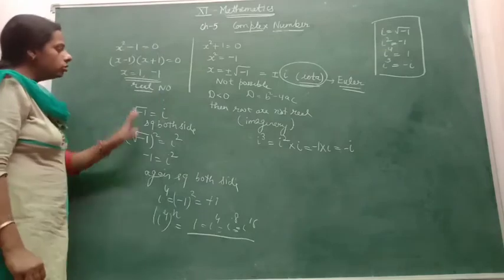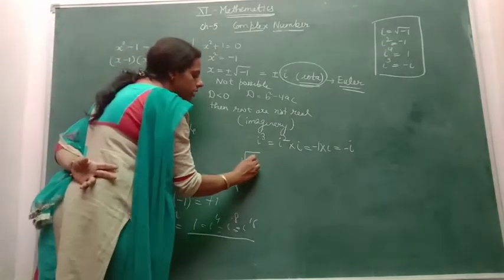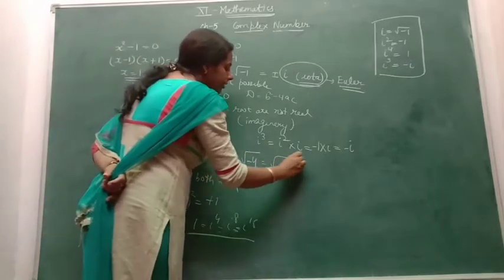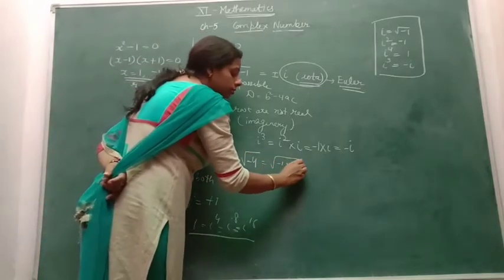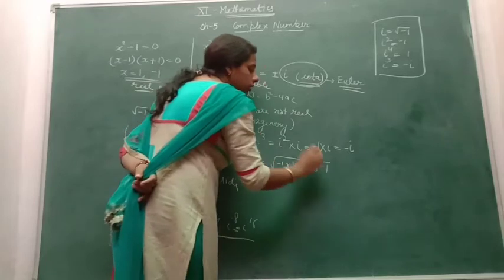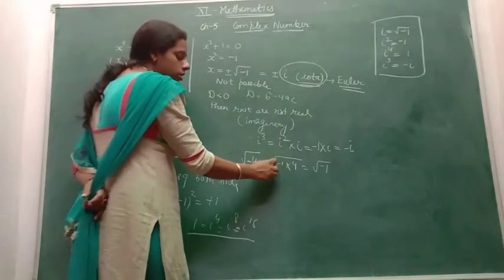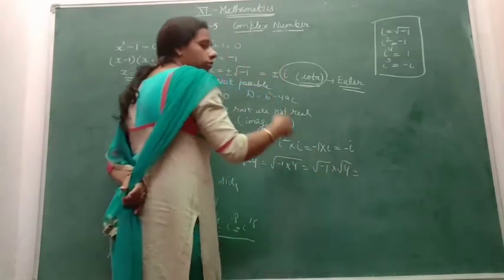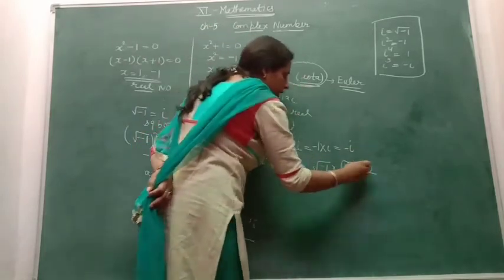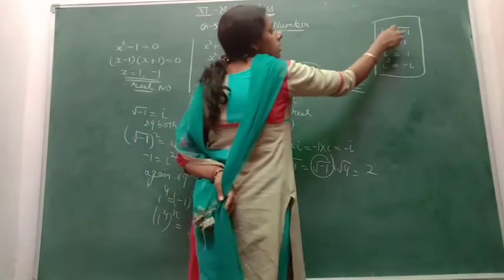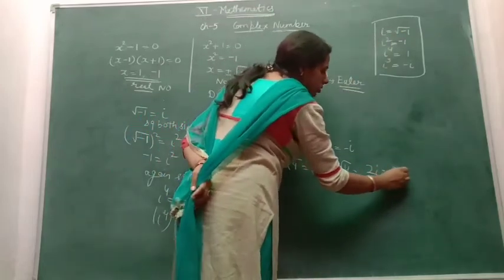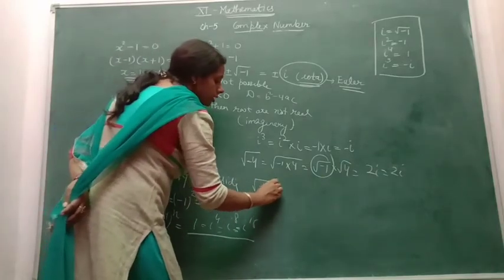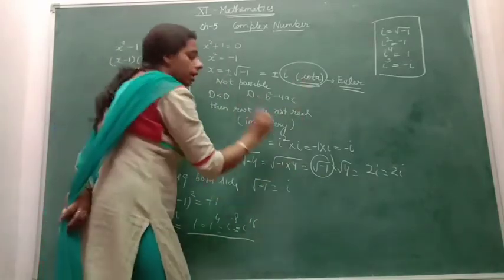Now you tell me, if the question arises in this way, how will we solve it? You can write it as root of minus 1 multiplied by 4. You can split the root, the root of minus 1 separately and the root of 4 separately. The root of 4 is 2 and the root of minus 1 is iota, so the answer is 2 iota.